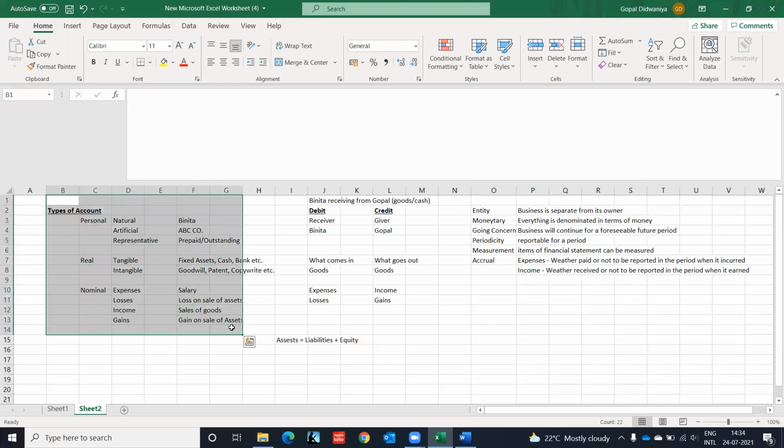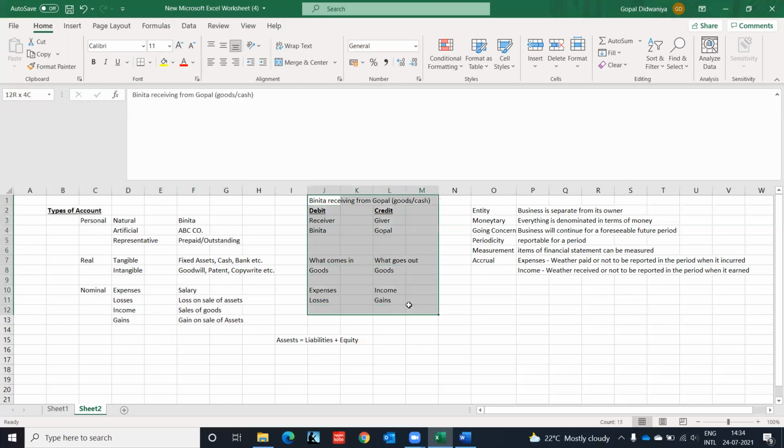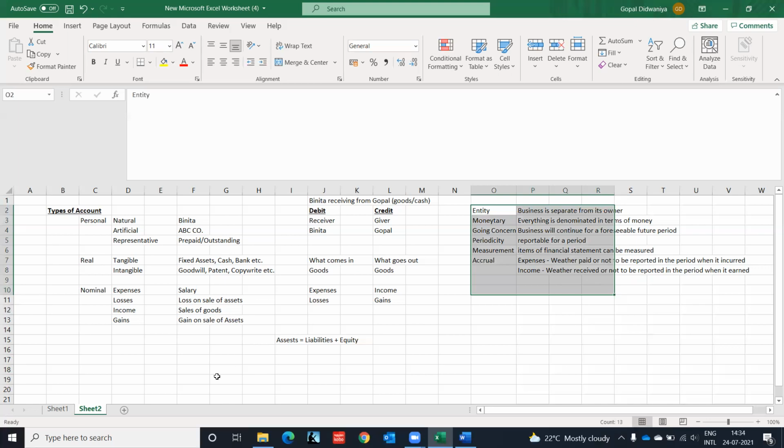Types of accounts we covered. We have covered the rules of accounting. We have gone through the concepts, like this famous formula, assets equals liability plus equity. Now we have the types of financial statements.